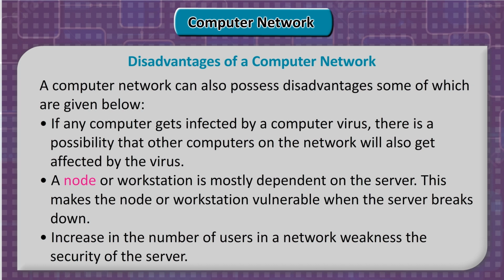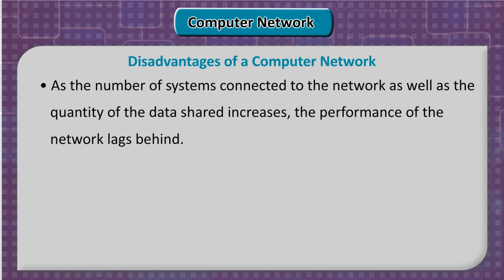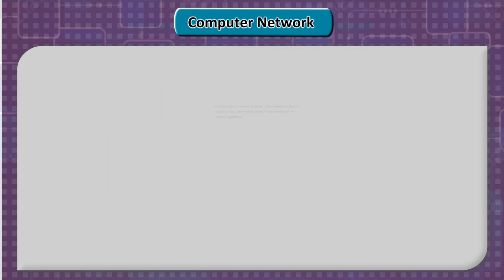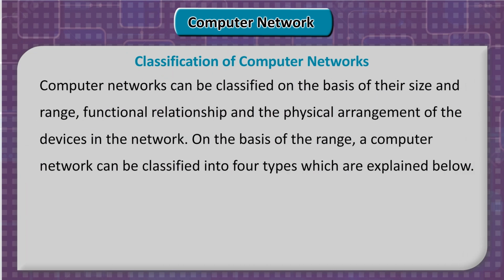Increase in the number of users in a network weakens the security of the server. As the number of systems connected to the network as well as the quantity of the data shared increases, the performance of the network lags behind. Classification of computer networks. Computer networks can be classified on the basis of their size and range, functional relationship, and the physical arrangement of the devices in the network.